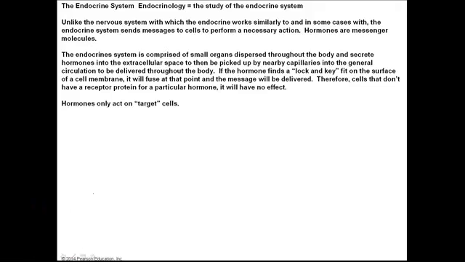Okay. So unlike the nervous system, with which the endocrine system works similarly and in some cases together, the endocrine system sends messages to cells to perform a necessary action. Hormones are those messenger molecules. Now, the contrast with the nervous system is that the nervous system is very quick and the actions are short.